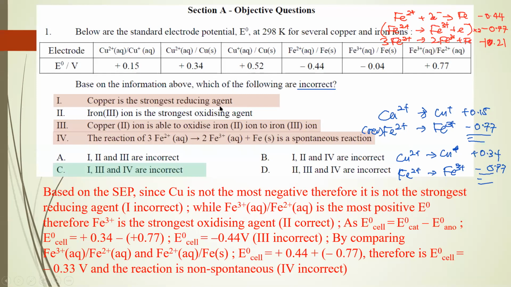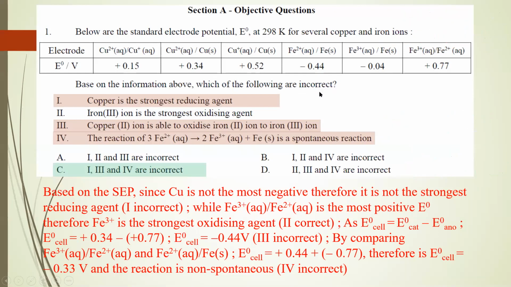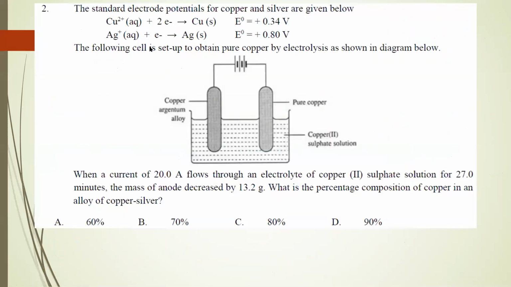So immediately we go to question number 2, shall we? Standard electrode potentials of copper and silver are given below. Cu2+ plus 2 e minus gives Cu, Ag+ plus e minus gives Ag, E0 is positive 0.8. The following setup is used to obtain pure copper by electrolysis as shown below. You have a copper silver alloy, which is the positive terminal, and then pure copper is the negative terminal.